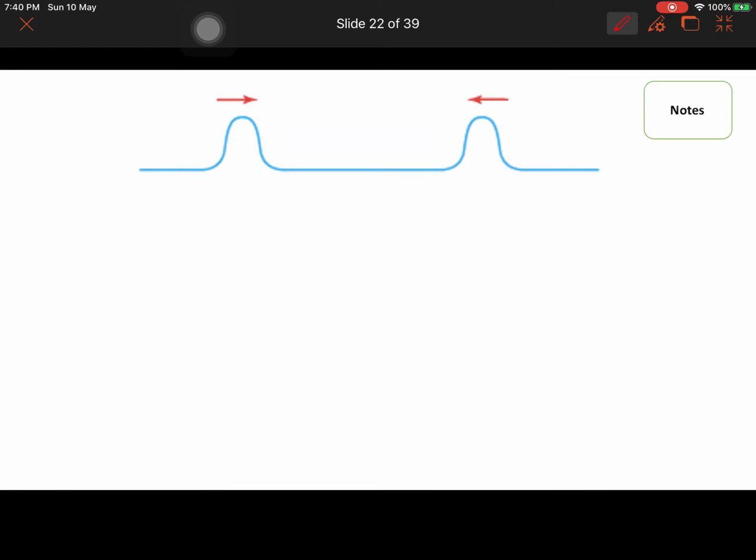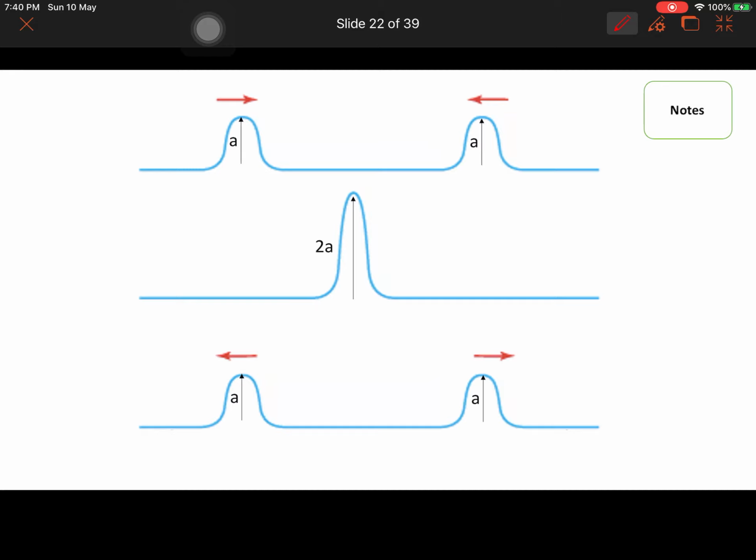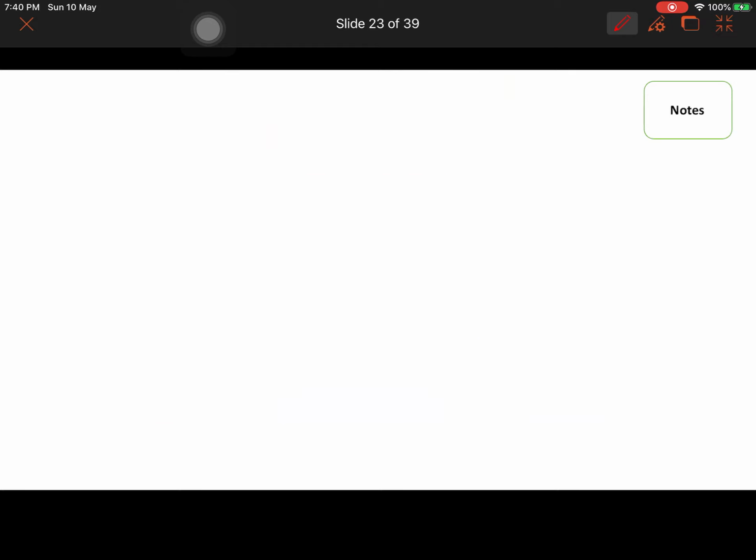So what is superposition? If I have two waves moving towards each other, each of these waves has amplitude A. When they meet at a point, the resultant wave will have amplitude of 2A. Remember I said that the total displacement is a vector sum, so I'm adding the individual displacements together. Now what happens after that? Wave 1 will move on to the right and wave 2 will move on to the left, and they'll have their individual original amplitudes of A.